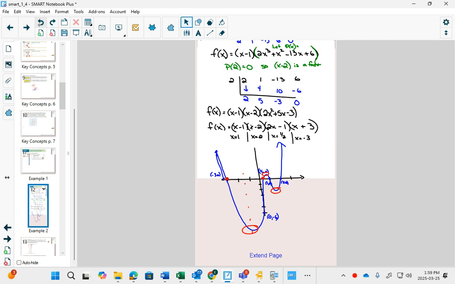So if you've labeled all of your x-intercepts and y-intercepts and drawn a smooth curve through all of them, you will get full marks. Questions for practice on this one? 7 and 13.